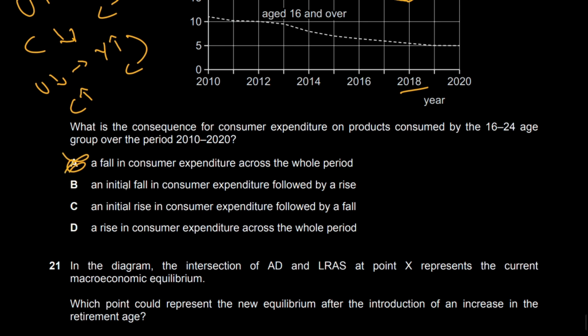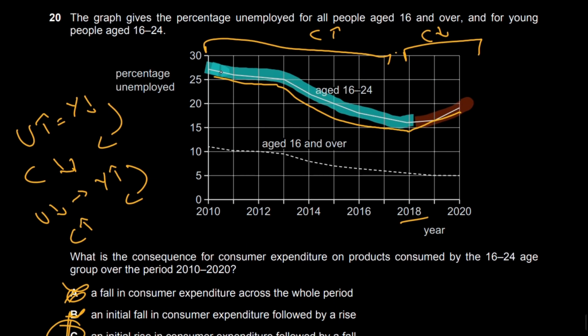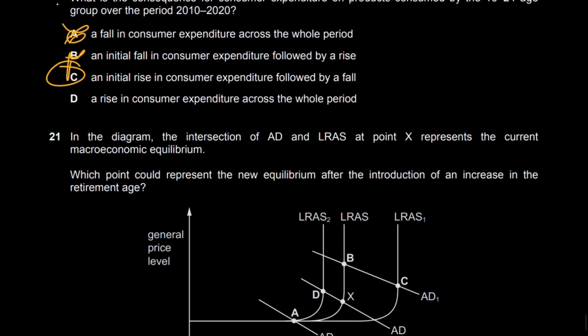B states an initial fall in consumer expenditure followed by a rise. Actually, it's the opposite. C states an initial rise in consumer expenditure followed by a fall. Exactly. First, we saw a rise in our consumer expenditure as our unemployment levels fell, and then after 2018, we saw a decrease in consumer expenditure as unemployment levels increased. So the answer is C.